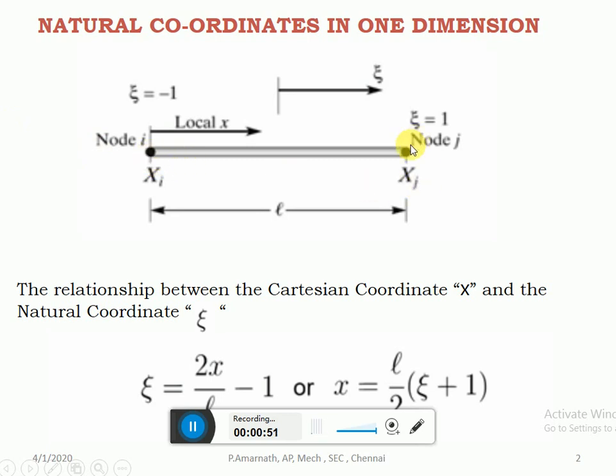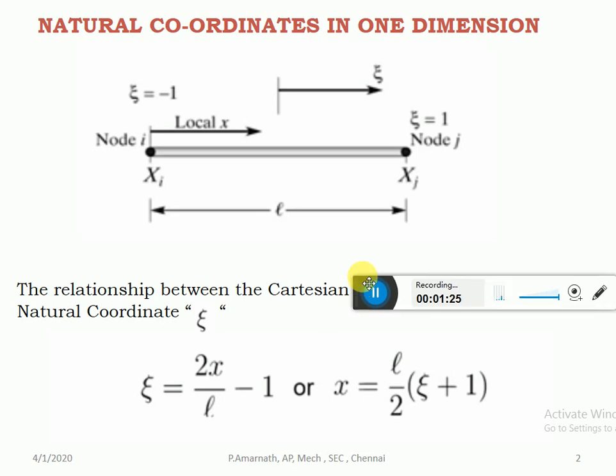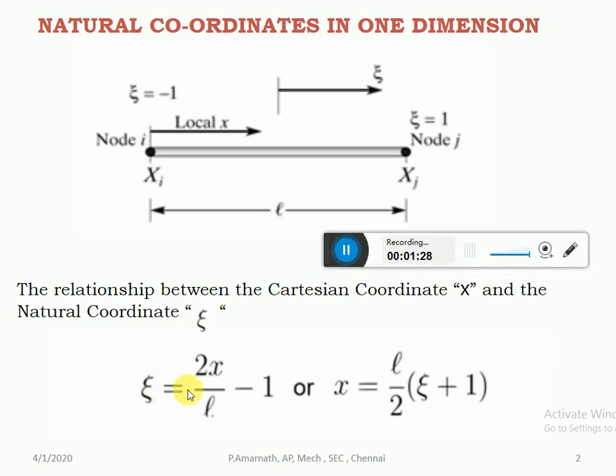We can take a two noded element, node i and node j, and the length will be L. So here the local coordinate system is x and the natural coordinate system is epsilon. The natural coordinate at the midpoint is 0, at node i it is -1, and at node j epsilon equals 1. So the relationship between the Cartesian coordinate x and the natural coordinate epsilon is epsilon equals 2x divided by L minus 1.